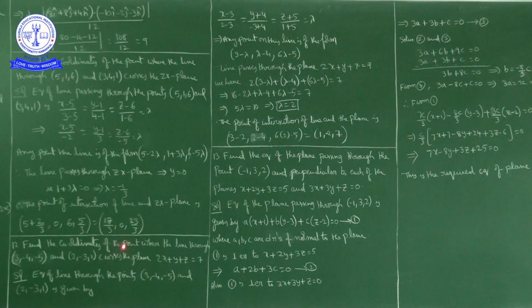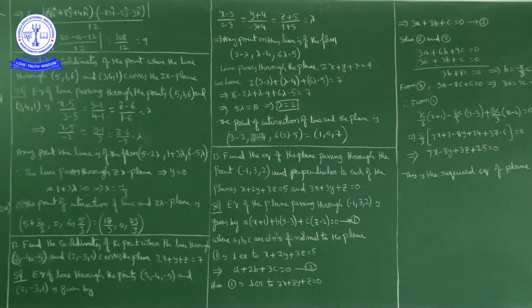Find the coordinates of the point where the line passing through the points (3, -4, -5) and (2, -3, 1) crosses the plane 2x + y + z = 7. Here the question is to find the coordinates of the point where the line passing through the two given points (3, -4, -5) and (2, -3, 1) crosses the plane 2x + y + z = 7.